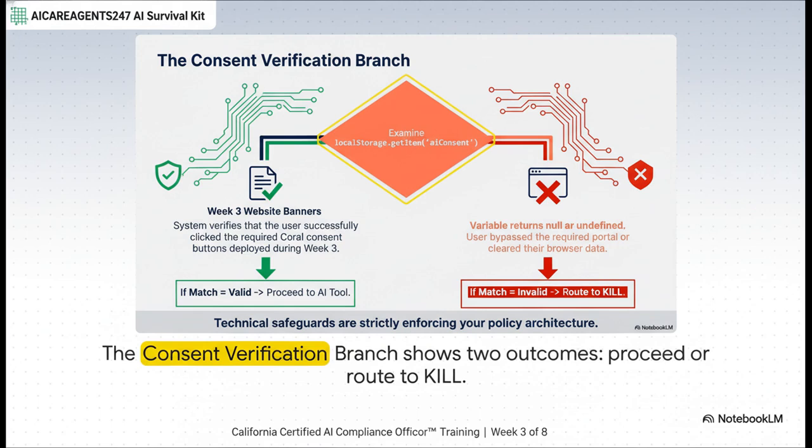This diagram really shows the two paths that branch out from that one single question. If the interrogator finds that AI consent value, the process follows the green path. All good. But if that value is missing or invalid, the system immediately routes everything to the red kill path. It's a simple binary choice that enforces the policy you've already set.